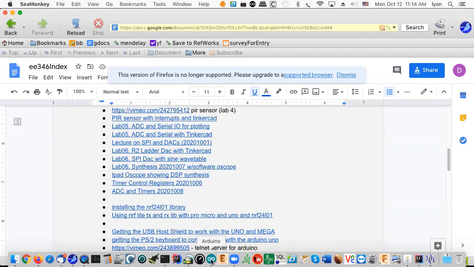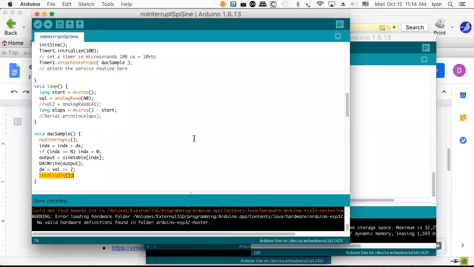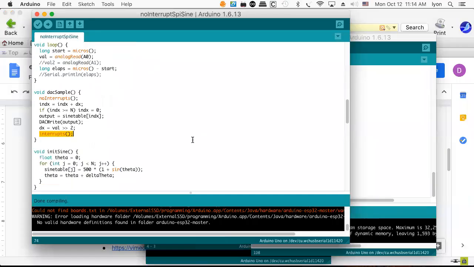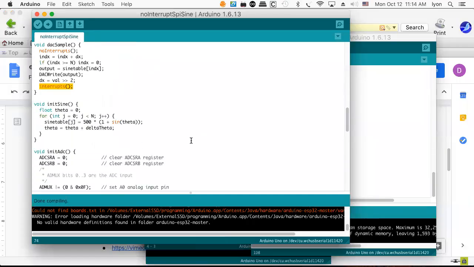But an increment, that's different. That it can do in one CPU cycle, not a problem. So that's a pretty easy way to go if you wanted to do something like that. Instead of outputting sine waves, you could output a sawtooth wave. And then you can get rid of all of this stuff about the sine tables and init sine.